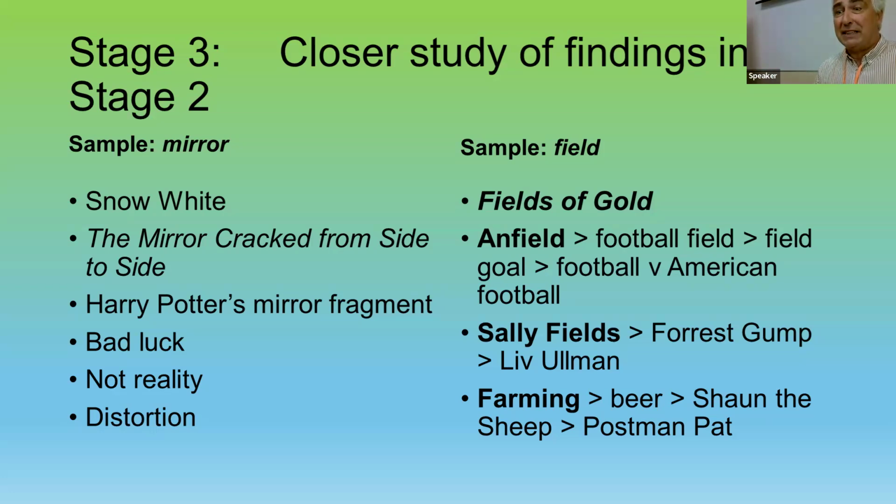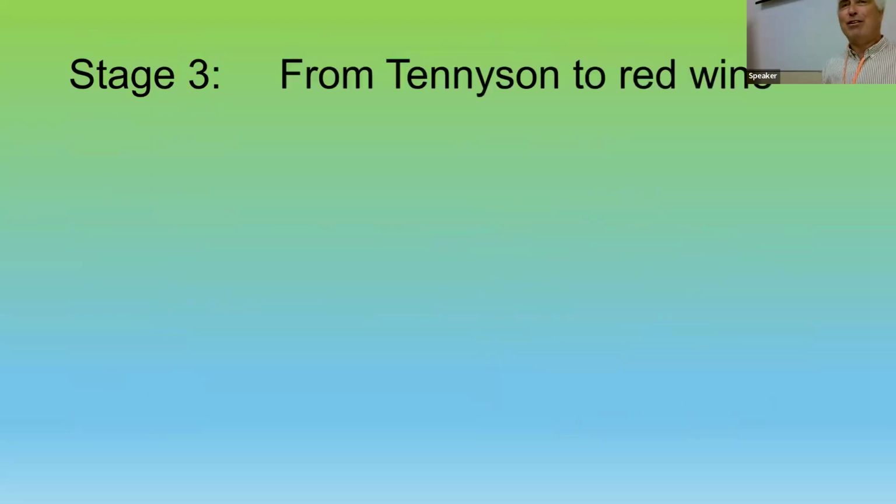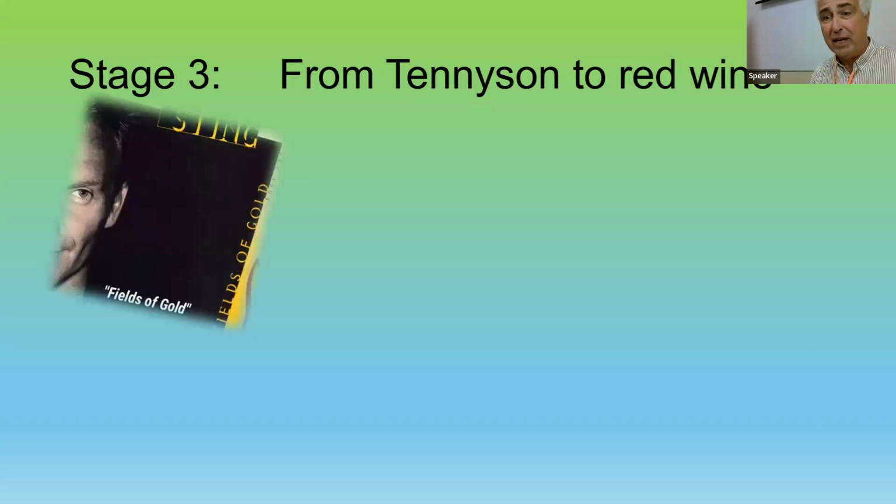So this is the way that they really get to grips with the term field. What does field mean? And I was going to keep track of my own time, and I'm totally lost, not enjoying myself. I'm having a good time. How do we get from Tennyson to red wine? Now this is authentic from the book in 2023. Well, it starts with fields of gold.